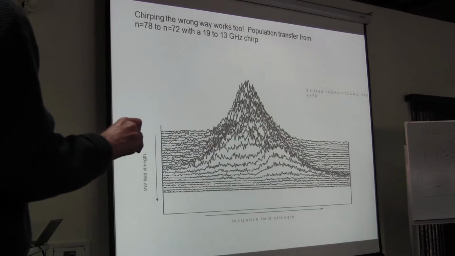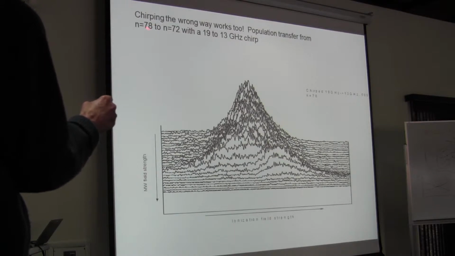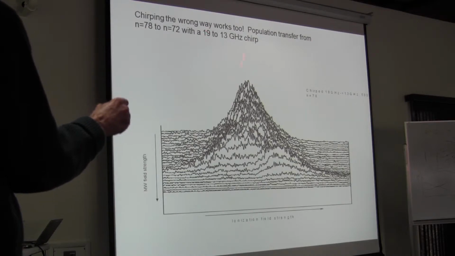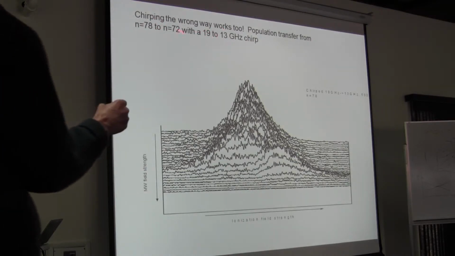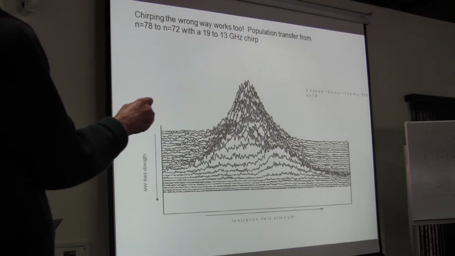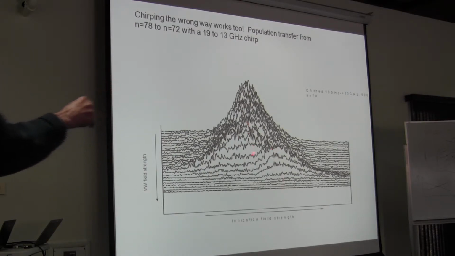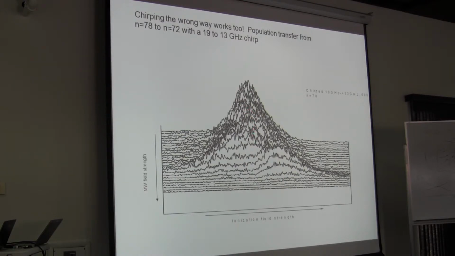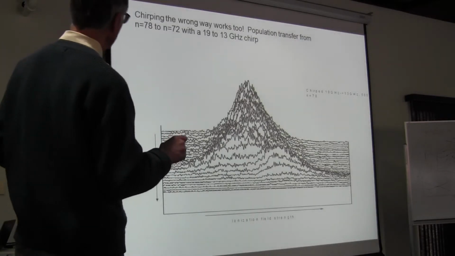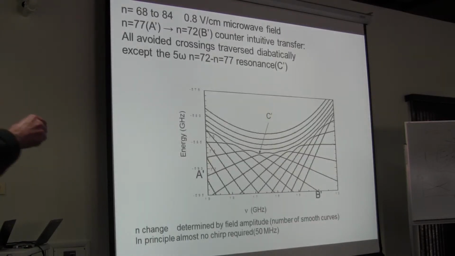Okay. Now, but chirping it the wrong way works too. So I can, in fact, transfer population from 78 to 72 with a chirp from high to low frequency. So as I go from here to here, the Kepler frequency is increasing, but the microwave frequency is going in the other direction. So here is n equals 78, here is n equals 72. You can see that this takes a higher field than going in the sort of right or intuitive direction, but it still happens. And the reason why it happens is basically the two photon explanation I gave you earlier.